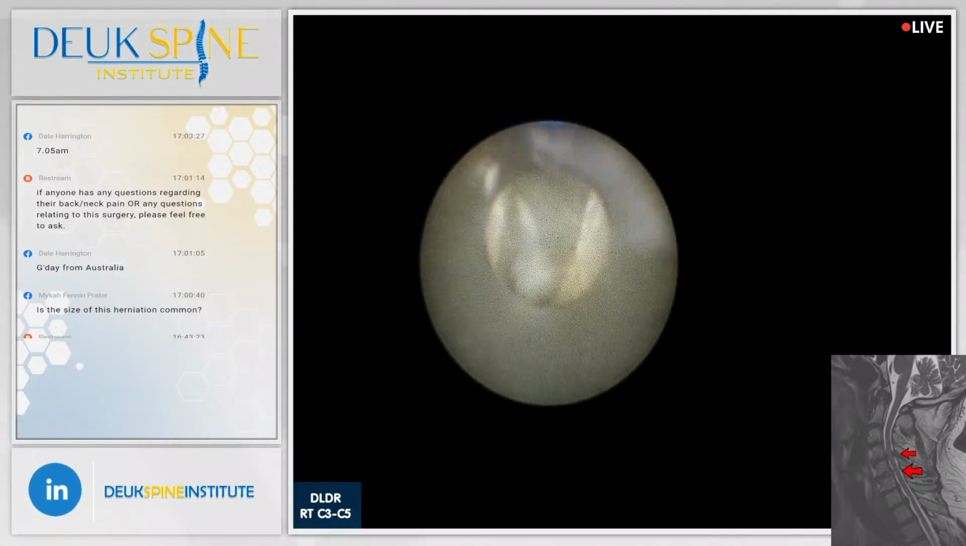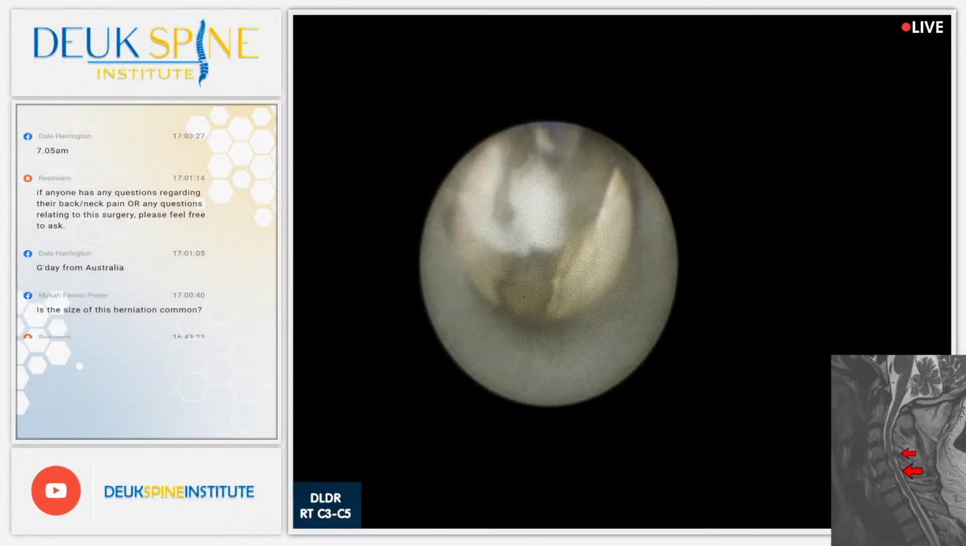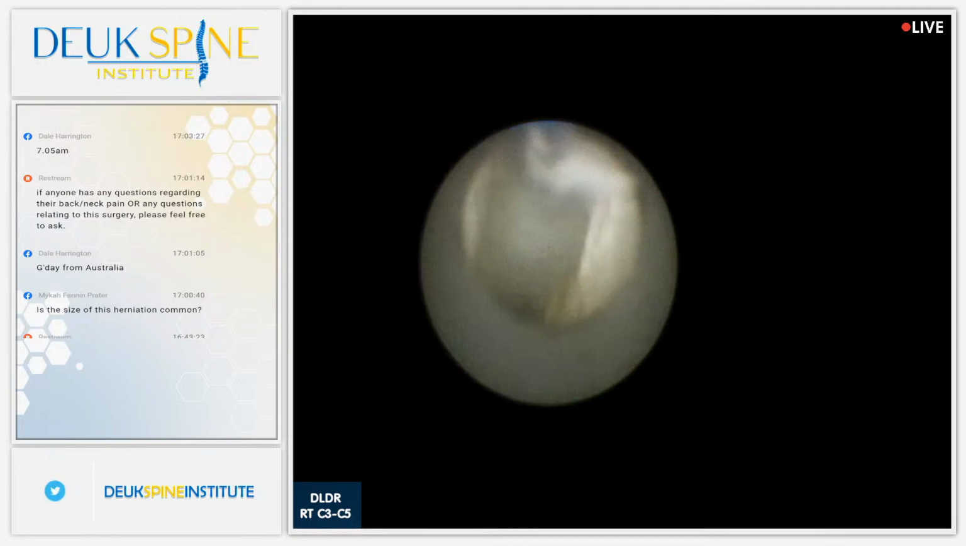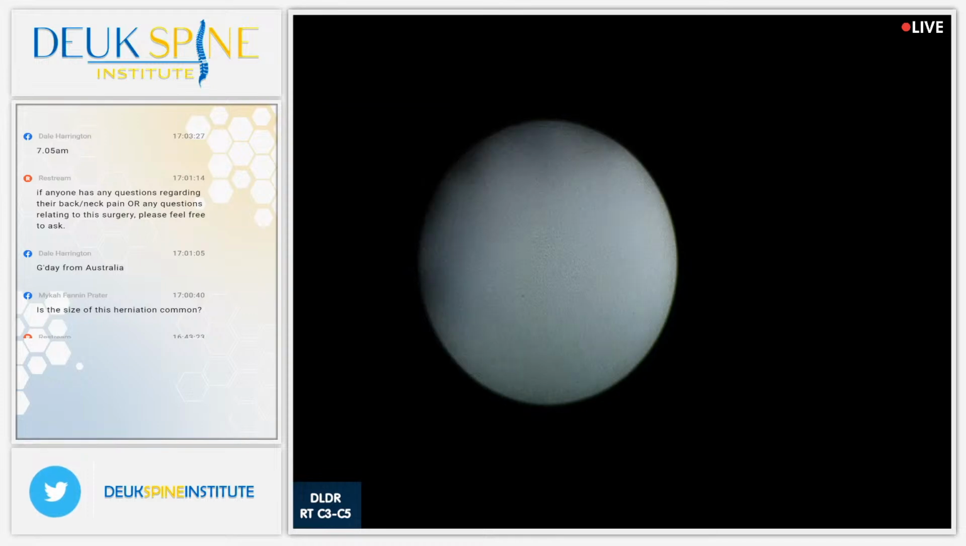So I'm moving over to the other side right now. Gosh, these things just don't want to float out. These are herniations, by the way. This is what they look like under the scope. There we go, finally. Come on.